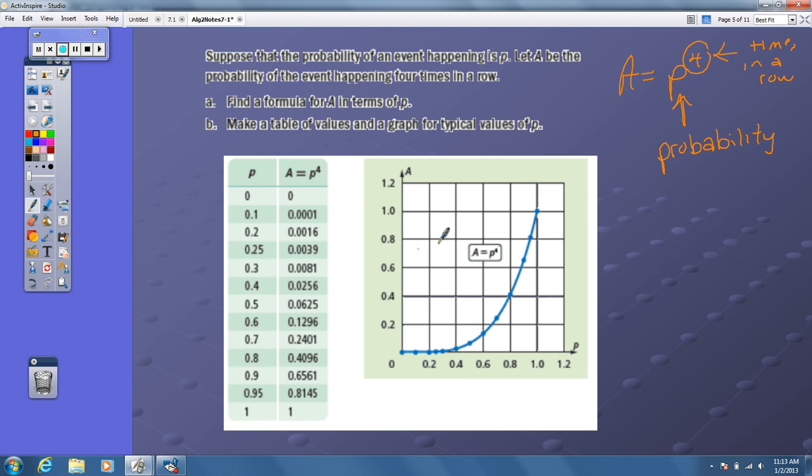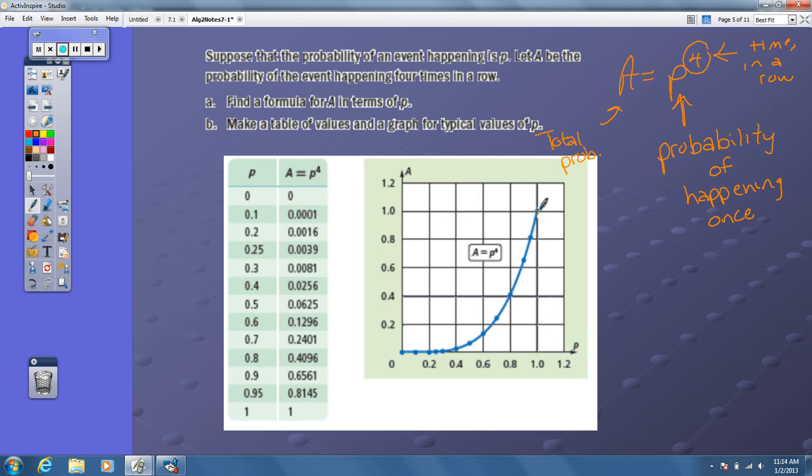Okay? So A is also a probability, but this is like the total probability. And we're not adding the probabilities, but here's what I'm talking about. The probability of it happening once is P. When I take it to the 4th power, it's happening 4 times in a row. So let's talk about what 1 is.